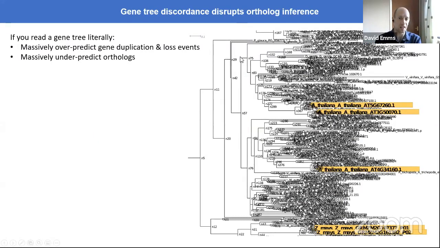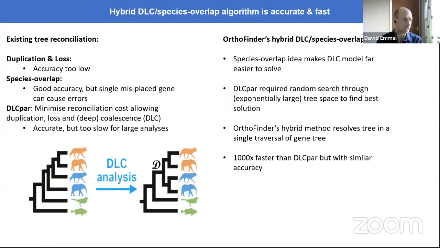And the problem is, if you try and read a gene tree literally, as Celine explained in her talk, these gene trees never perfectly match the species tree. That's why we combine data from hundreds or thousands of genes to try and get the right species tree. But when you've just got the sequence data for one gene, it's very hard to get the gene tree right. So if you try and read a gene tree literally, you're going to massively overpredict gene duplication and loss events and massively underpredict orthologs. And we can have gene trees which are really messy, they look like this, it could be bigger. So we need a good algorithm to sort of interpret these trees correctly.